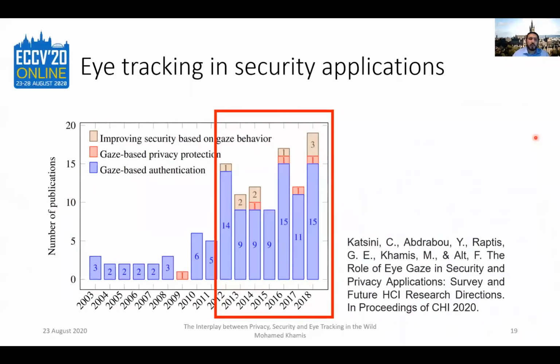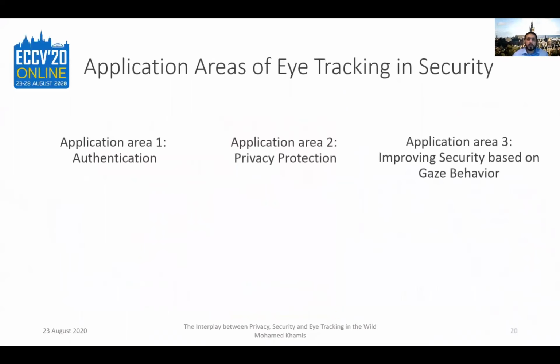So the following couple of slides are actually based on this paper called The Role of Eye Gaze in Security and Privacy Applications. You can find more details there if you want to learn more about this. We can roughly classify applications of eye tracking in security into three categories. There's authentication, there's privacy protection, and improving security based on gaze behavior.